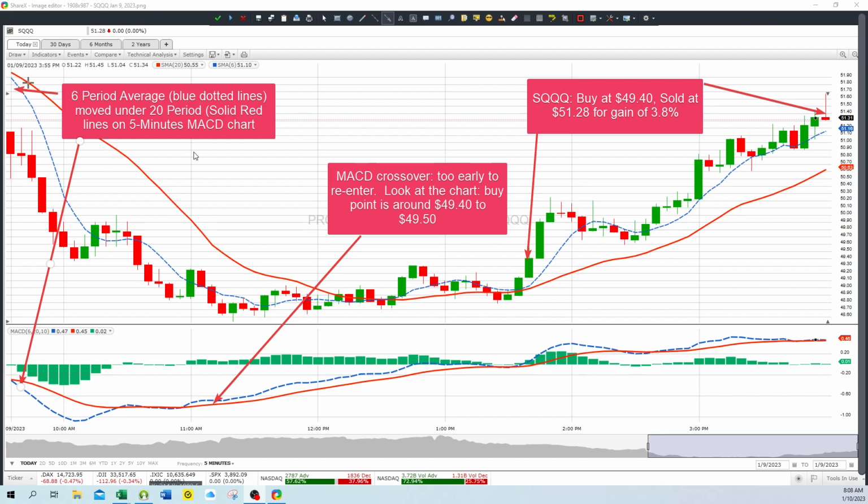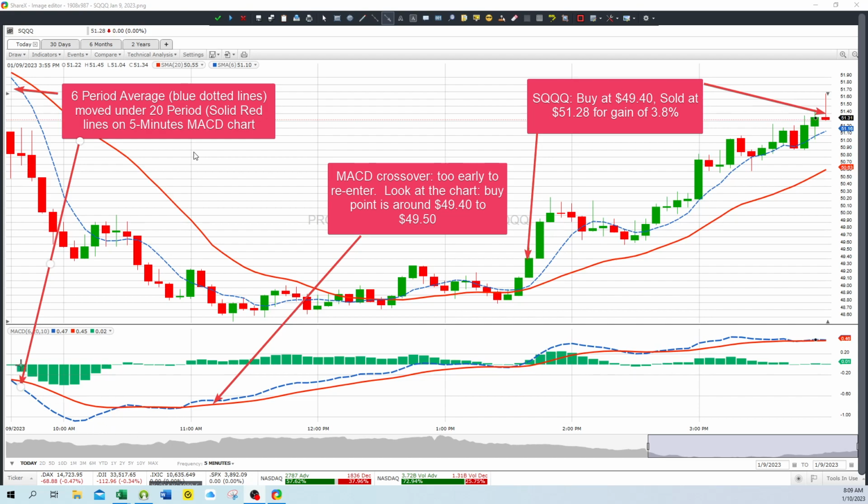When you look at the chart itself, you can see that the blue dotted line was beneath the red dotted line. So in the pre-market, it crossed over and down. That indicated to me that the market wanted to go lower, because the SQQQ is the one-time inverse of the QQQ. Anyway, you can see here we're below.